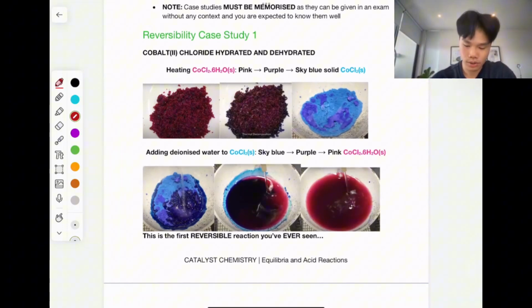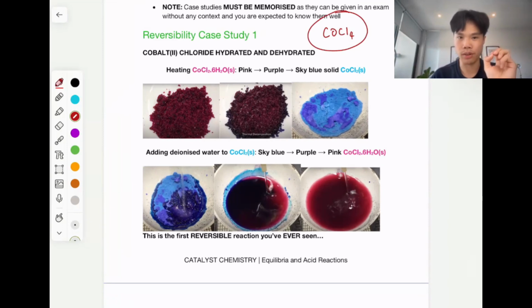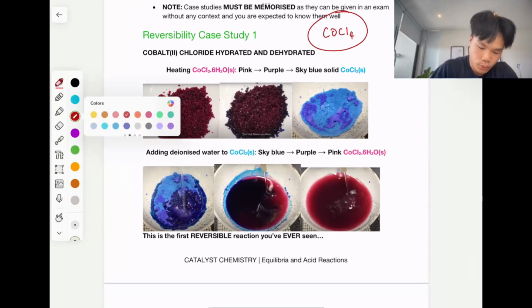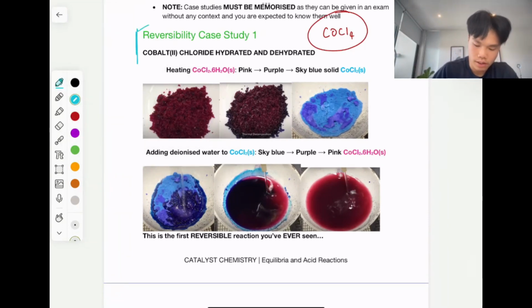It's important to note that this is not the same as the COCl4 prac that you see later, which is also called cobalt chloride, but is not the solid form. This one is in a solution and is a dynamic equilibria. So the first one we see, this is just a reversible reaction. This does not form dynamic equilibria. Is everyone clear on that? We'll come back to the second prac a little bit later.